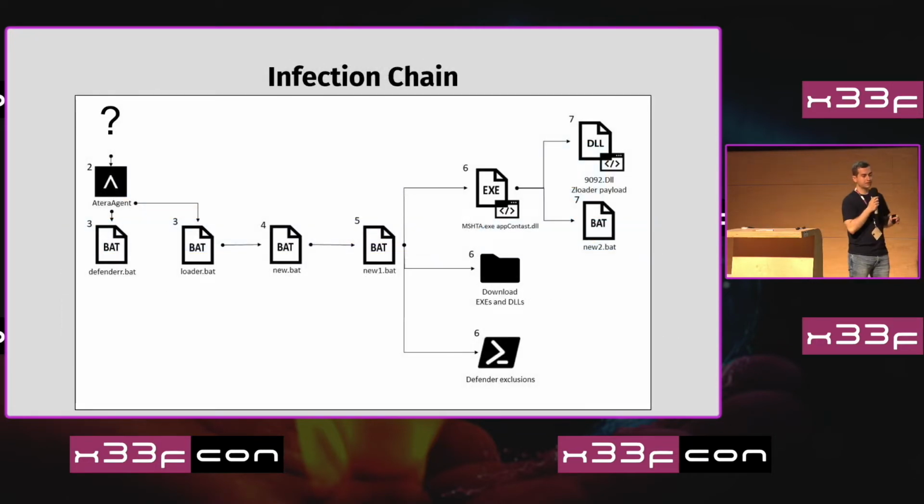So this is what this new campaign looked like. We'll go through each of the steps briefly. At first, we see there's a process called Atera agent that ran on the machine. This Atera agent ran a few batch scripts. We see some downloading of executable files and DLLs. And at last, we see also a malicious DLL that injects Zloader into MSI exec.